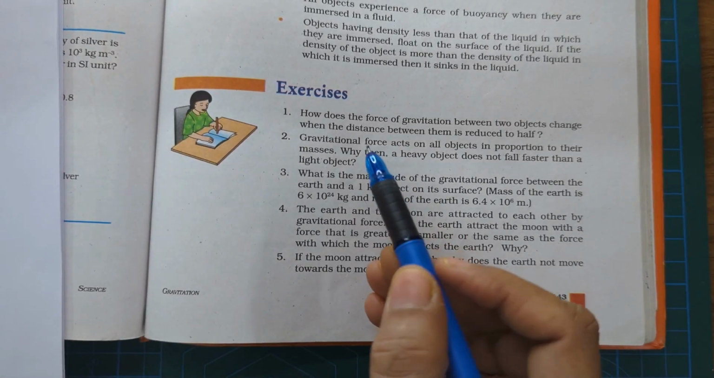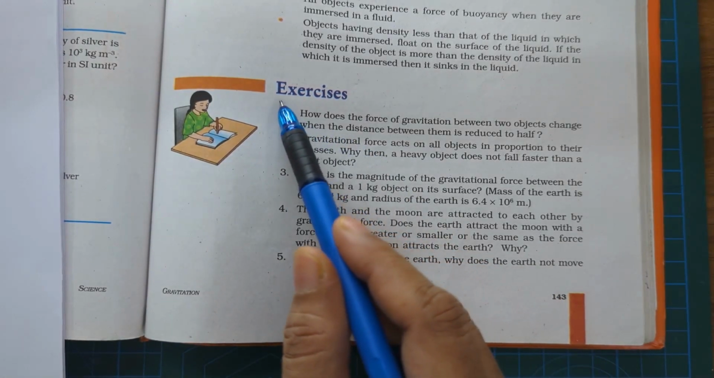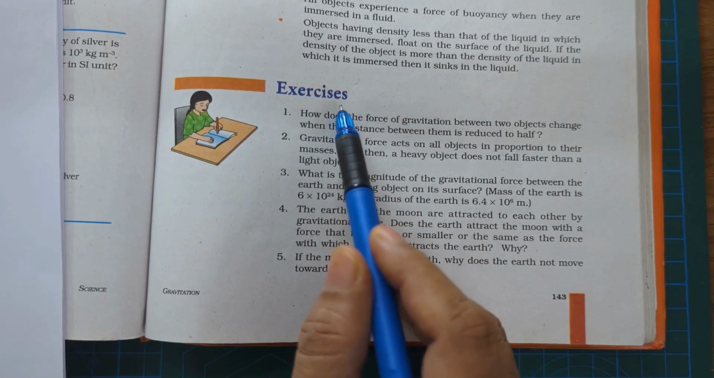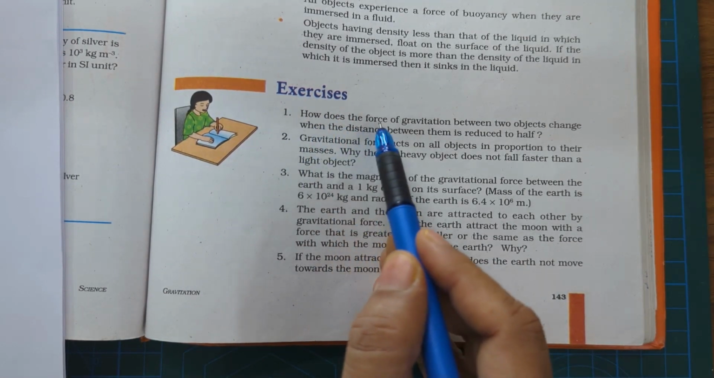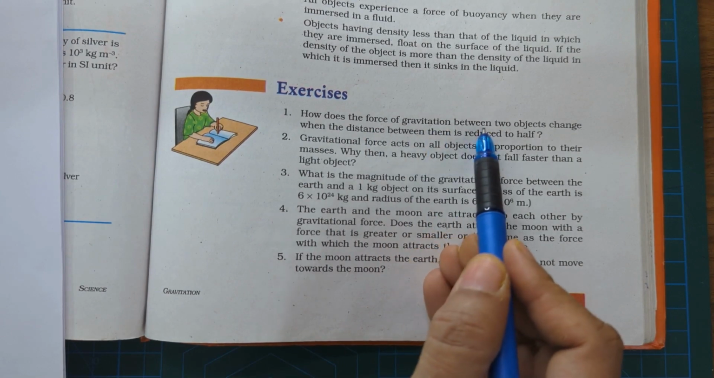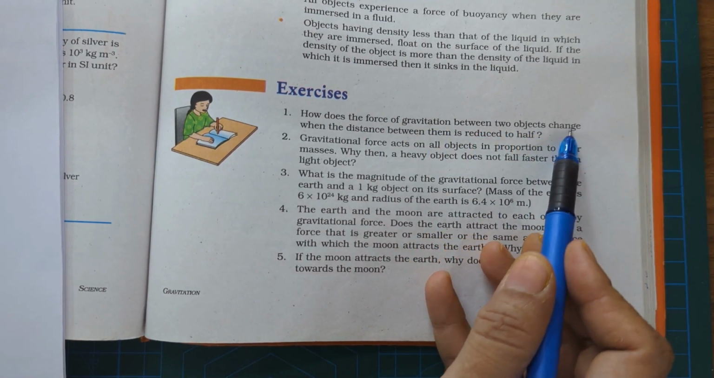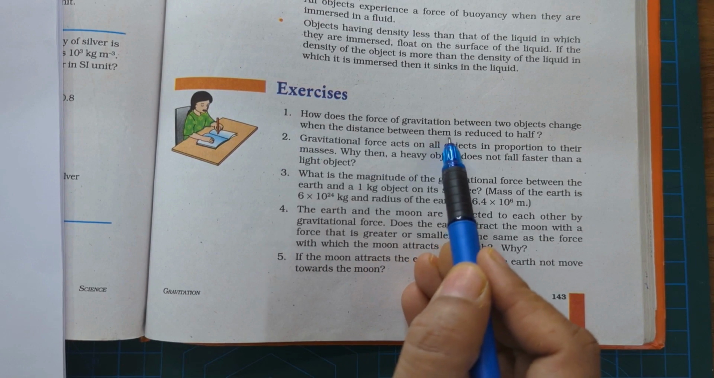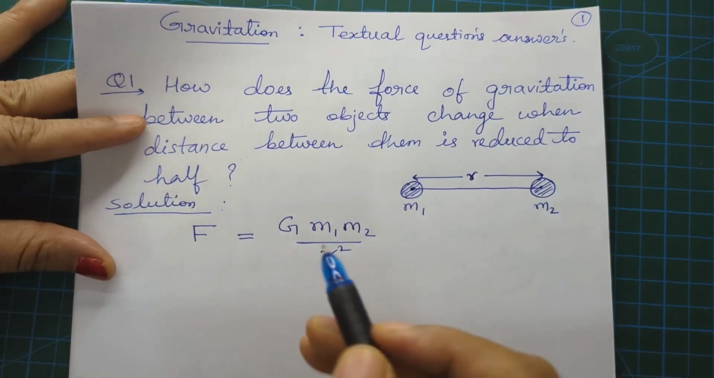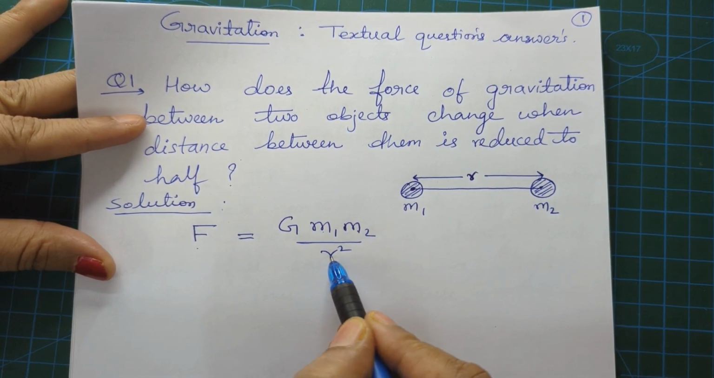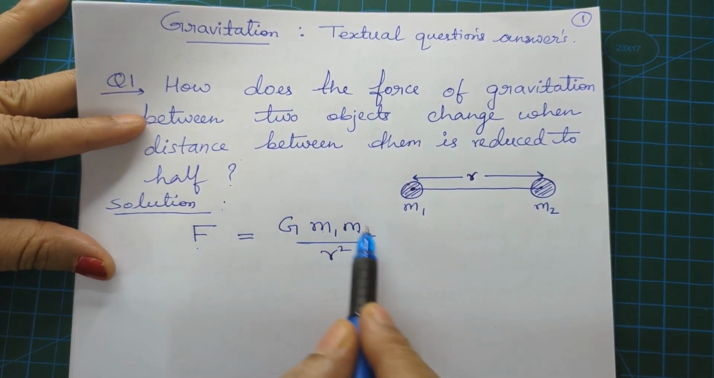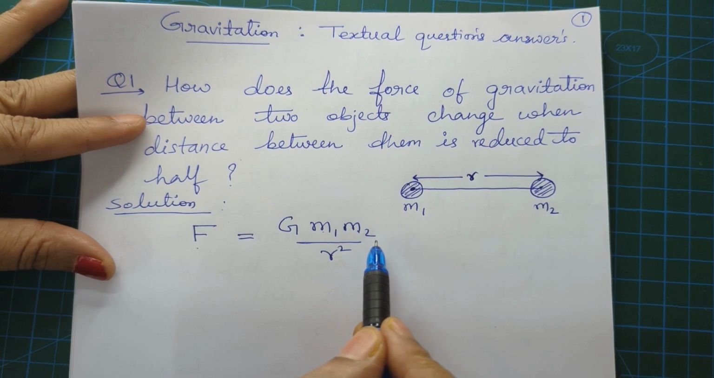In this part of the video, we will have answers to the textbook exercise questions from the gravitation chapter. The first question is, how does the force of gravitation between two objects change when the distance between the objects is reduced to half? The force of gravity between any two masses separated by distance r is calculated using the universal law of gravitation's mathematical formula.